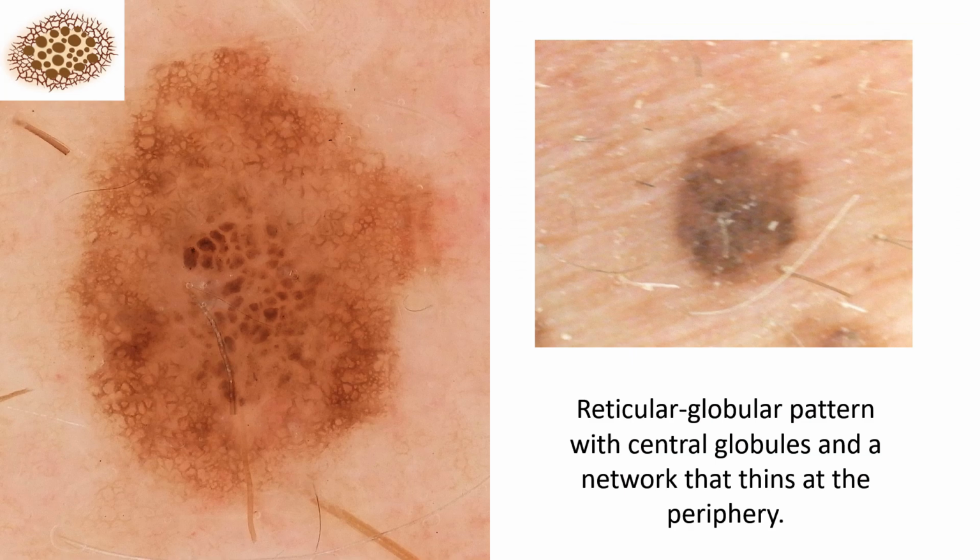Reticular globular. This is a pattern with central globules and a network that thins at the periphery. It's commonly seen either with Clark nevi or nevi with congenital-like features.